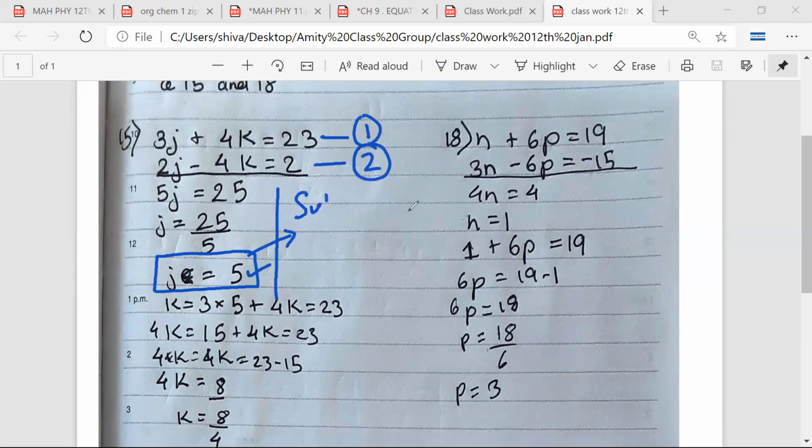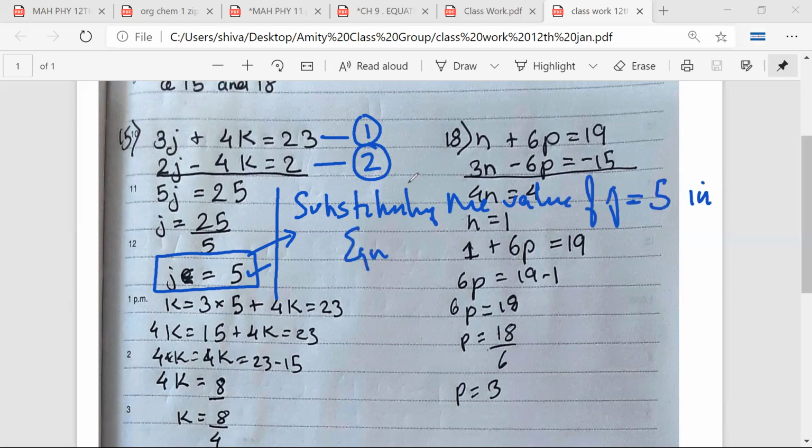substituting the value of j is equal to 5 in which equation do you want? In equation 1 or 2? 1. Okay. Equation 1. So then what you will write is, see, this j is equal to 5. So you will write here 5. So this will be equal to 3 into 5 plus 4k is equal to 23. So have you understood what I'm saying?